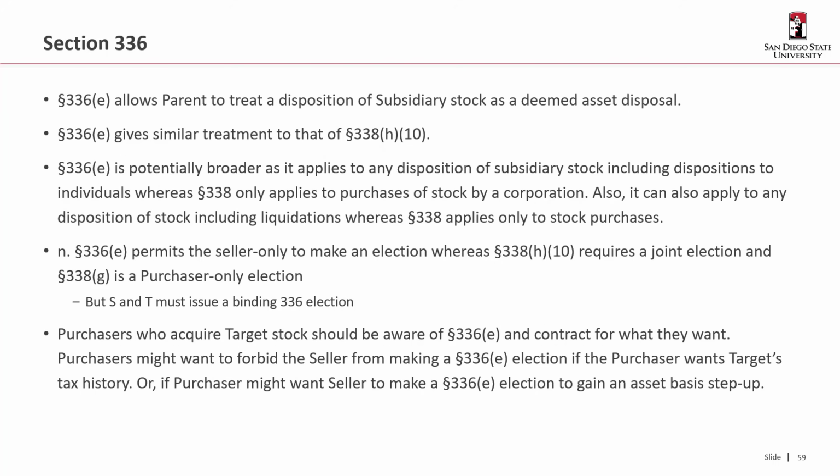So 336(e) is the last of our four. This allows the parent to treat a disposition of a subsidiary stock as a deemed asset disposal, same as 338(h)(10). However, 336(e) is broader because it applies to any disposition of a subsidiary stock, including dispositions to individuals. 338 only applied when the purchase of stock was by a corporation.